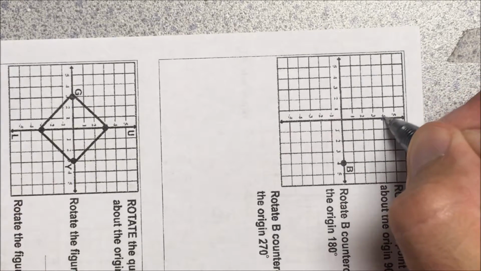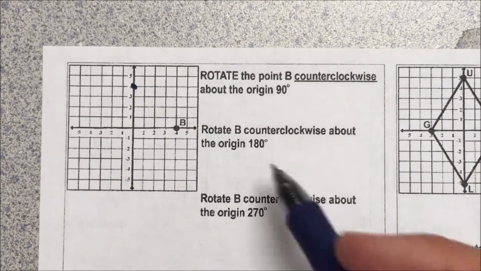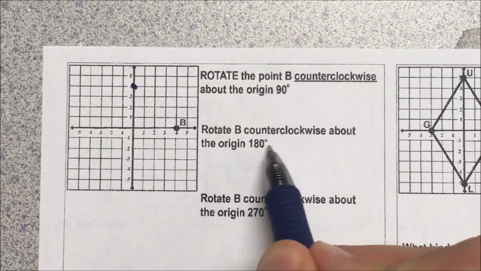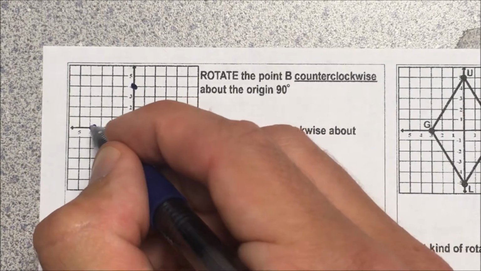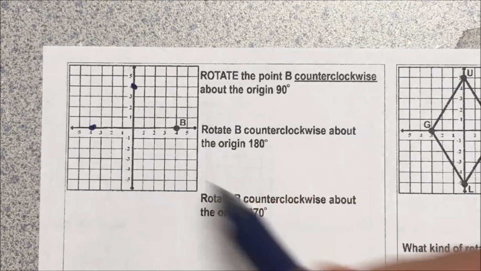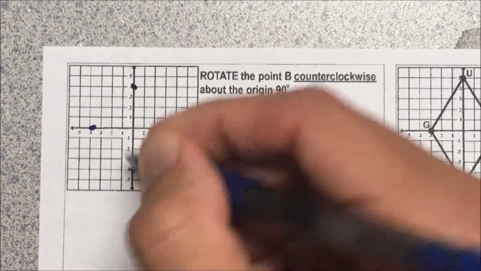1, 2, 3, 4. That wouldn't be as easy if it was 30 degrees or 65 degrees or something like that, but the 90 and 180 and 270 are real nice and easy. And most people could see, if I wanted to do it 180, it would be over here, at negative 4, 0. And if I wanted to rotate it another 90 and make it a total of 270, then it would be down here. That's fairly straightforward to see.